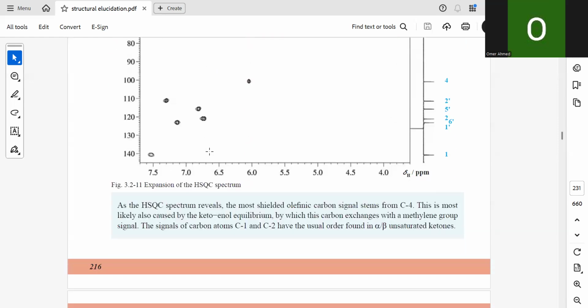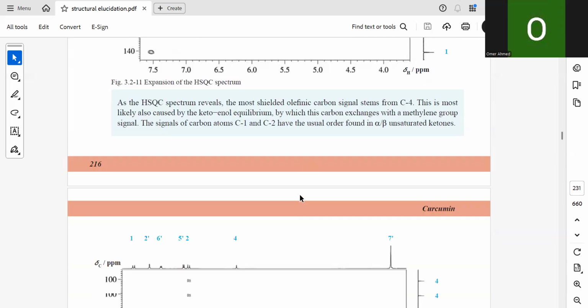As the HSQC spectrum reveals, the most shielded olefinic carbon signal stems from carbon 4. This is most likely also caused by the keto-enol equilibrium, by which this carbon exchanges with the methylene group signal. So the signals of carbon 1 and carbon 2 have the usual order found in alpha, beta unsaturated ketones.